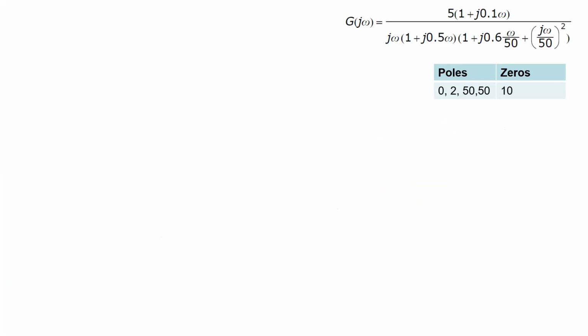Now, let me come back. The first term I will have to worry about is the constant. If I want to sketch the constant, the 5, I will take 20 log 5. What's 20 log 5 equal to? 13.9. So this is the first one, that's the constant. Okay.